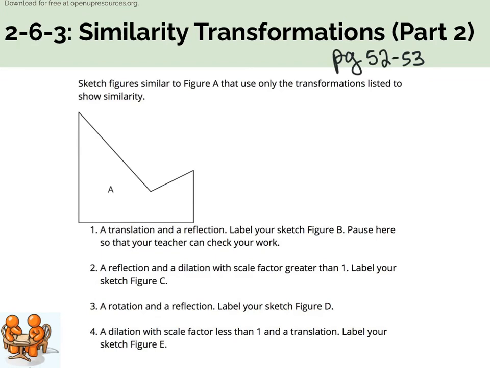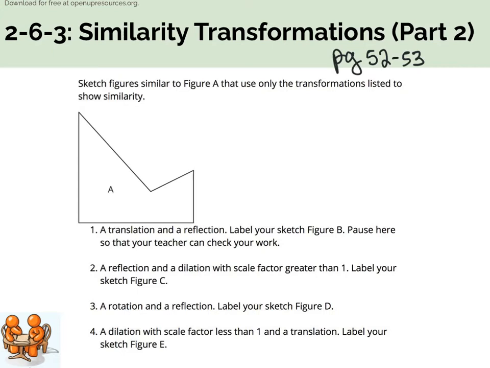So go ahead and turn to page 52, and it's actually 52 to 53. What we're going to do is sketch figures similar to figure A that use only the transformations listed to show a similarity. So we have numbers 1, 2, 3, and 4, and I'm just going to go ahead and read through those.